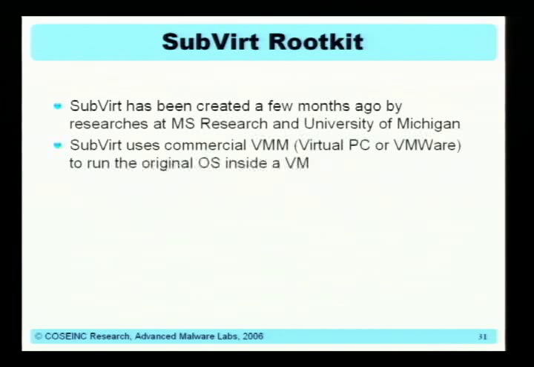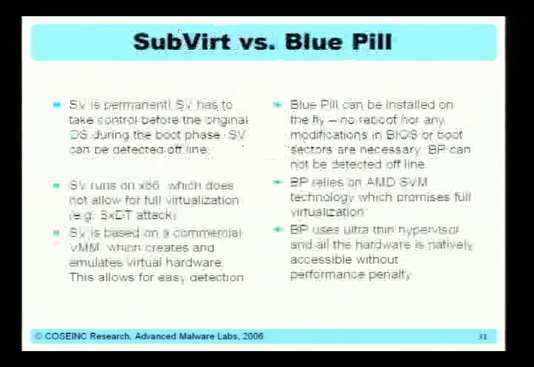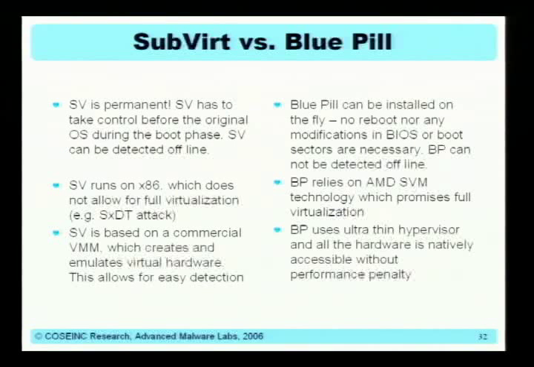Okay, the SubVirt rootkit was released a few months ago by Microsoft Research and the University of Michigan. It uses a commercial VMM, either Virtual PC or VMware, to run the original OS inside a VM. And it's necessary to compare those two creations. So SubVirt is on the left and BluePill is on the right. SubVirt is permanent. It needs to be permanent because it must take control before the original operating system. BluePill is not persistent. It works on the fly, so no modifications are necessary to disk sectors.